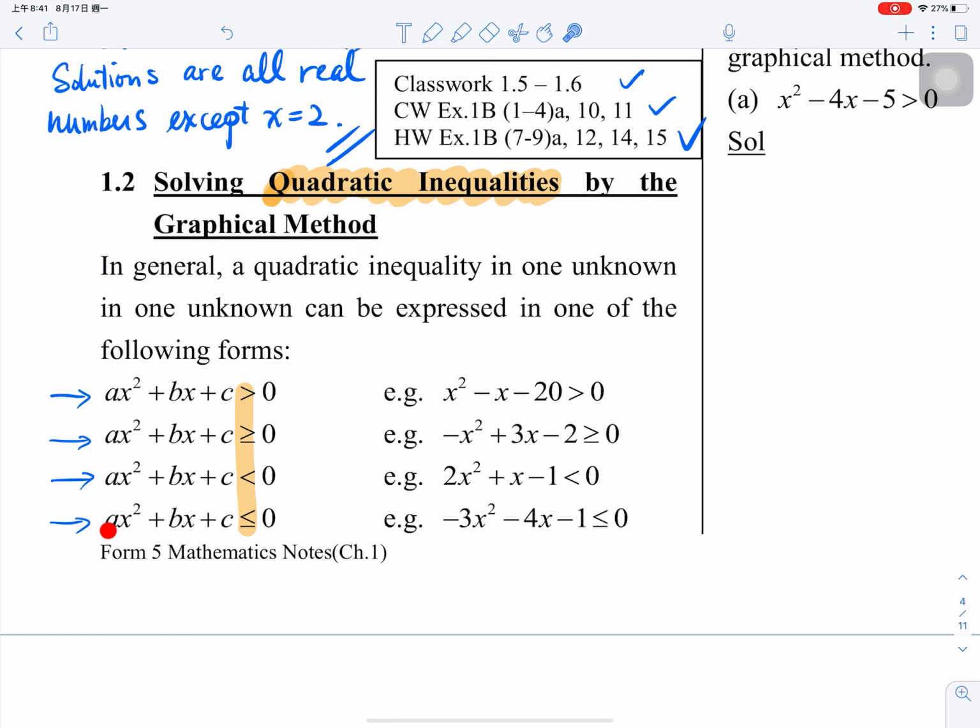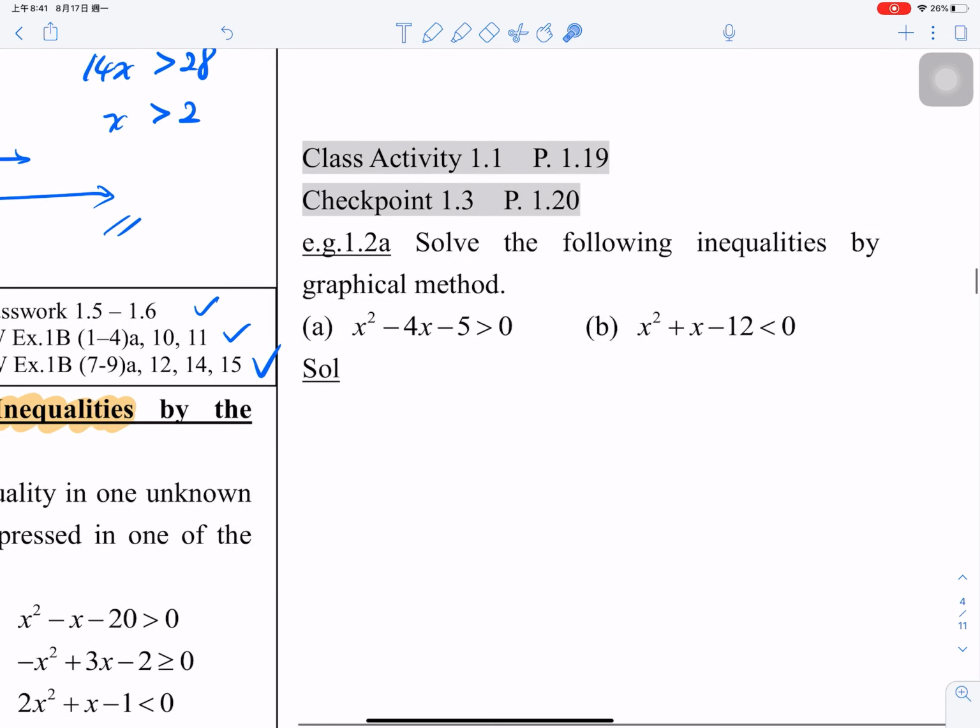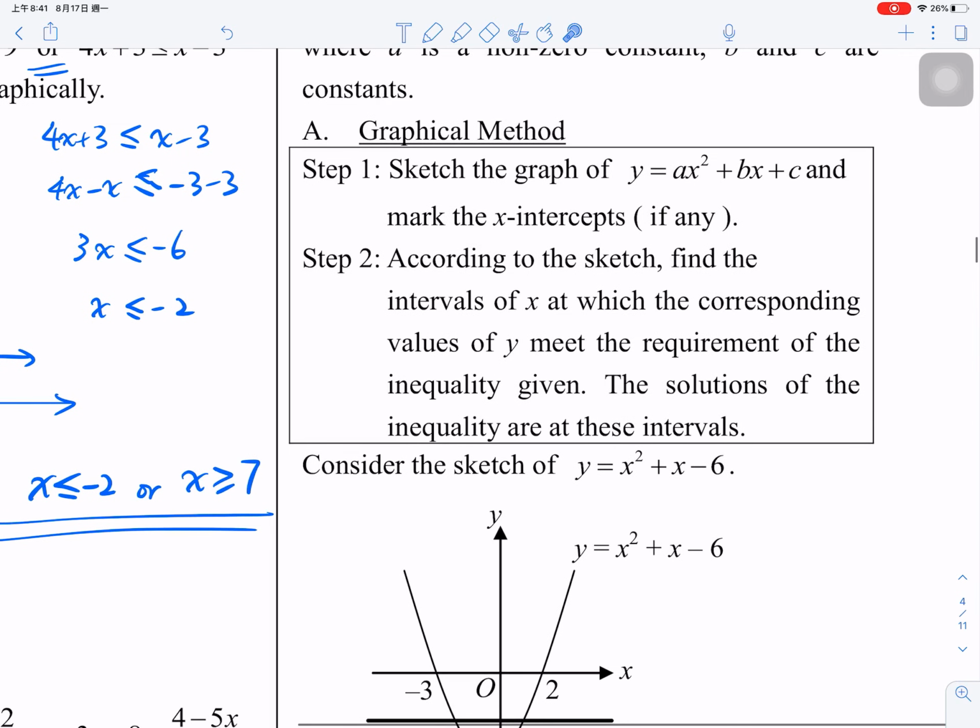Here a is a non-zero constant and b, c are constants. If a equals 0, then it's not a quadratic inequality anymore. So when we solve this kind of inequality, I mean the quadratic inequalities, we can use the graphical method like this. Step 1: sketch the graph of the quadratic function, and mark the x-intercepts, if any.